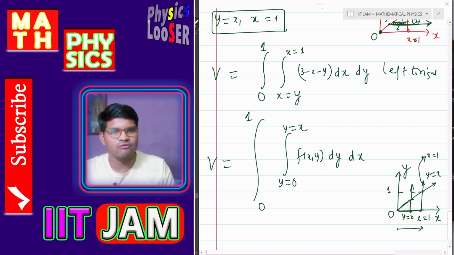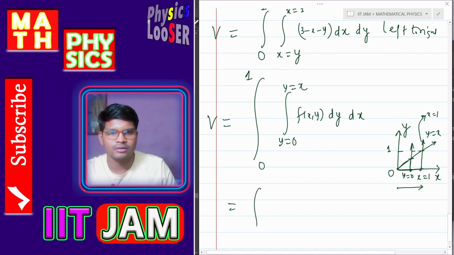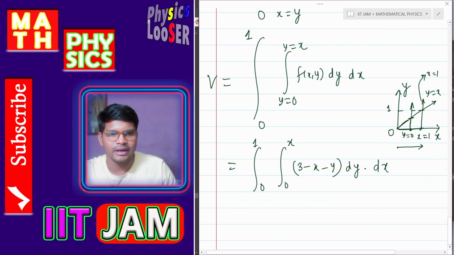So if you simply find out what is going to happen in this, I'm just going to evaluate this one, because this is very convenient. 3 of (x minus y). First I'm going to take dy and dx, and you will see 0 to 1. First I'm going to evaluate 3y minus xy minus y square by 2. I'm going to put limits 0 to x and dx.